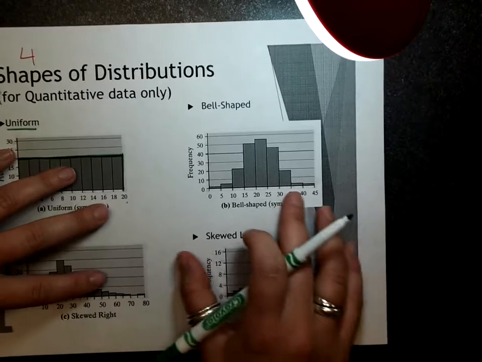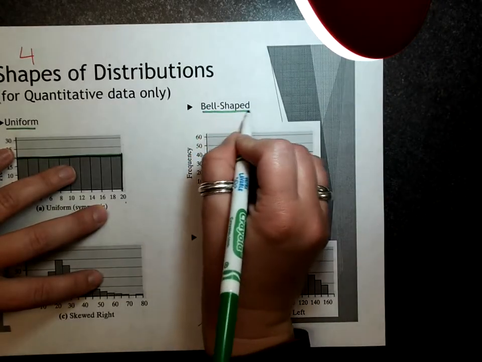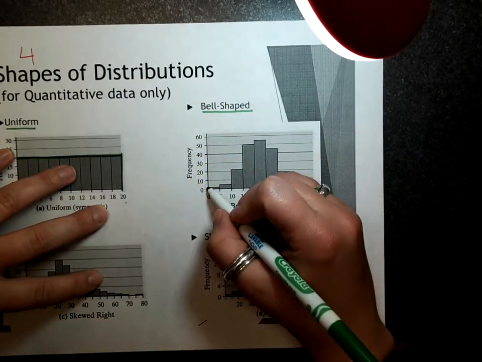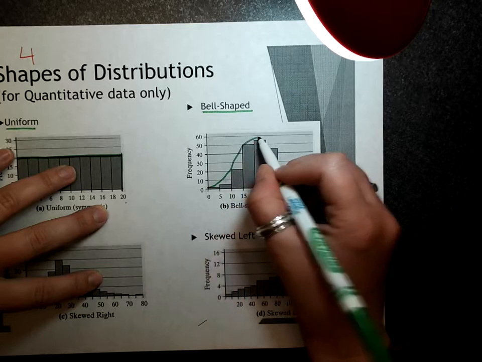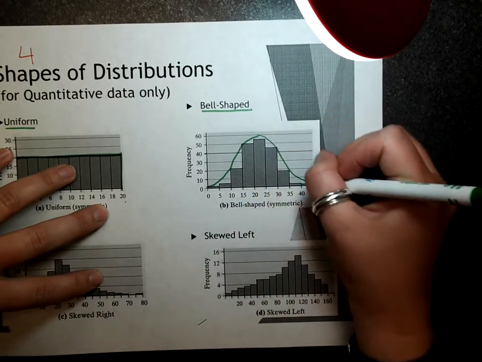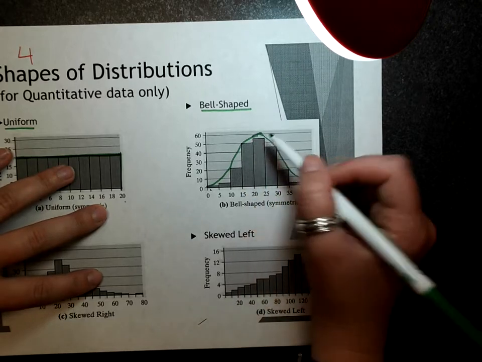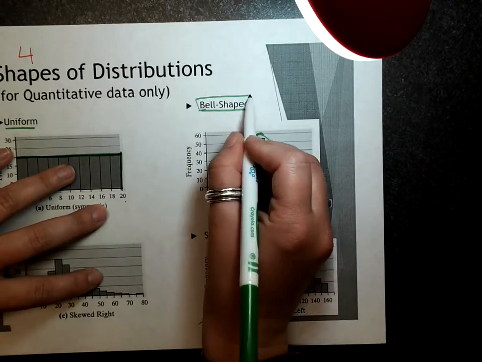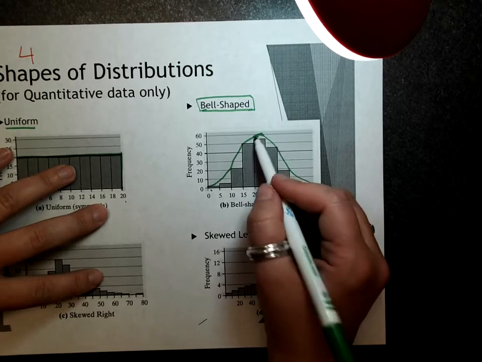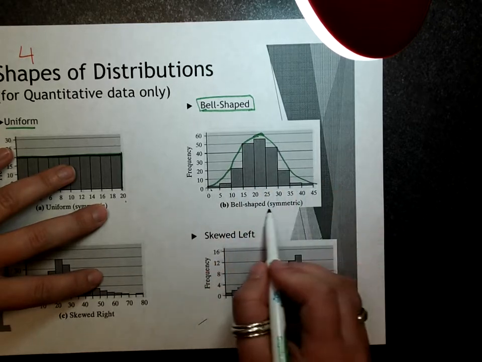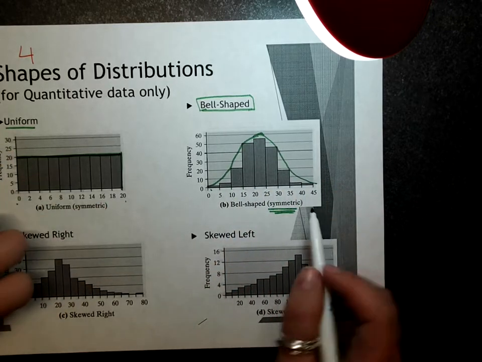And then we have the most common, which we're going to call bell-shaped, where you have a few and then you have the majority and then you have a few. So you have a few low, a few high, and the majority in the middle. And this is the most common type of shape, is bell-shaped. It will not be exactly symmetrical, but it will be roughly symmetrical.